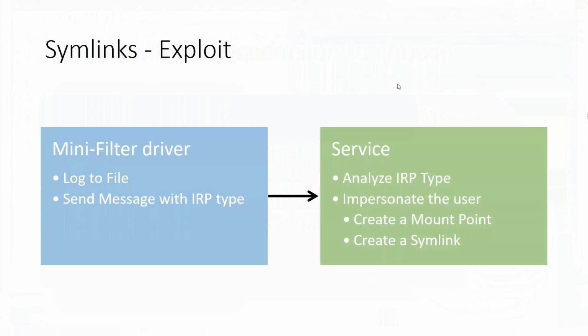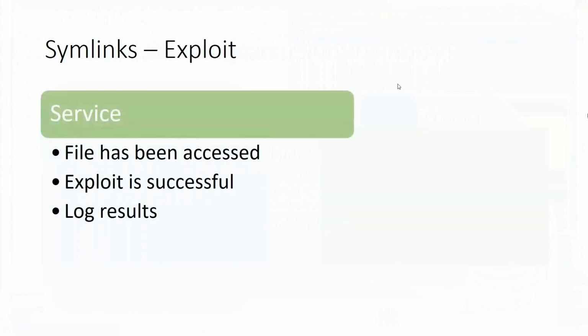Then we proceed by impersonating the limited user and create a mount point and a symlink within the impersonated thread of the destination path, to mimic the elevation of privilege attack. Since using the token of the local service is not that useful, we need to do it in an impersonated context. Now, the service proceeds and checks if this file has been accessed. In case of a write operation, it checks if the file was modified. And in case of delete, it just checks if the file is gone. After that, we log the result to know if the attack was successful.